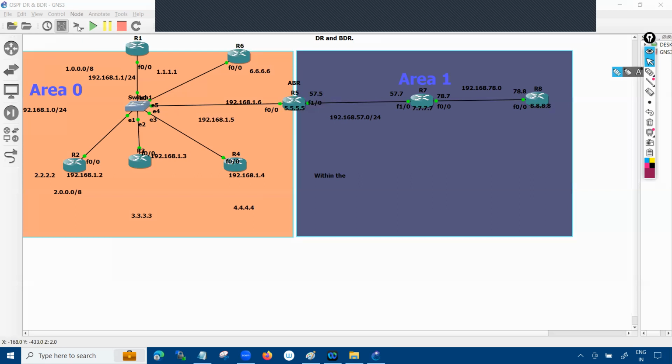So normally what happens in that case, understand the concept. In this area 0, if you see router 1, router 2, router 3, router 4, router 5, router 6, we have all these routers, right?